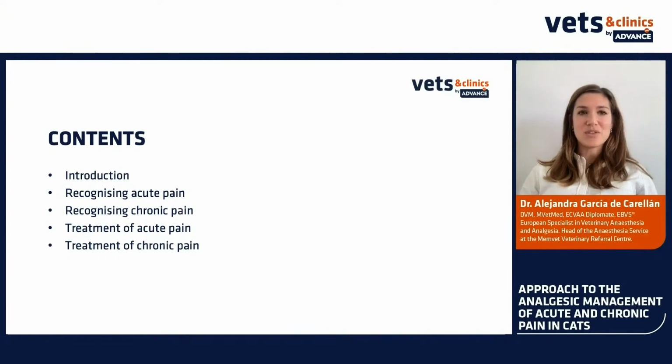This is a little bit of the introduction and contents that we are going to talk about. First of all, we are going to introduce some definitions of pain, and then we will learn how to recognize acute pain and chronic pain in cats and what we can do to assess their pain. And then at the end of the presentation, we will speak about the different treatments that we have for acute pain management and then for chronic pain management, which are a little bit different.